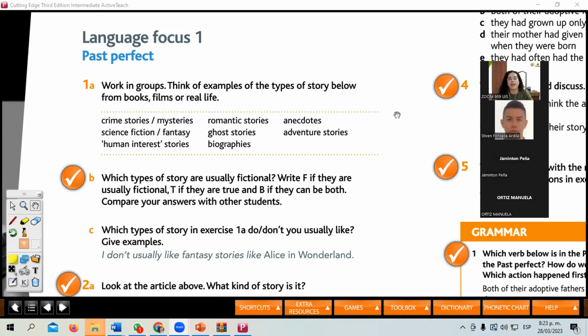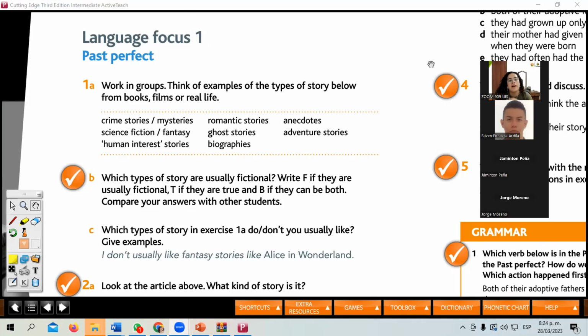Okay, let's start checking. So you can tell me or write in the chat some examples for each one. So for crime stories or mysteries, what examples do you have? Yes, Hamilton, Sherlock Holmes. Diego says Murder on the Orient Express. Karen says Dahmer. Yes, Jeffrey Dahmer. Jorge says Supernatural. Supernatural is a series, like a TV show.